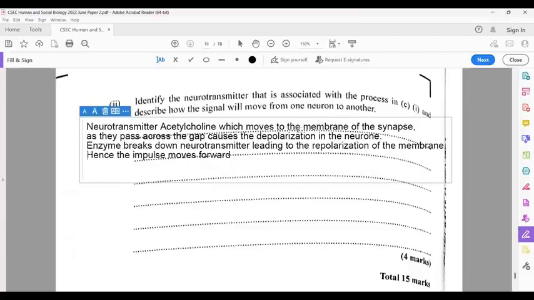It moves as the impulse passes, the membrane that contains this acetylcholine will move to the synapse. The synapse is the gap between the ends of the neurons. As it fuses with the synapse, the acetylcholine will pass through the gap, depolarizing the next neuron. It depolarizes forward. Once that has happened, an enzyme breaks down the neurotransmitter, leading to the repolarization of the neuron. Remember, the membrane containing the acetylcholine moves forward. So on the back end, the repolarization happens. Hence, the impulse is seen to be moving forward.